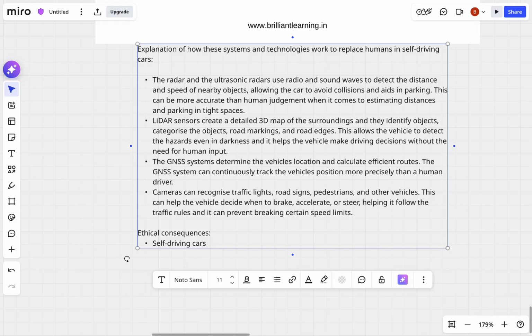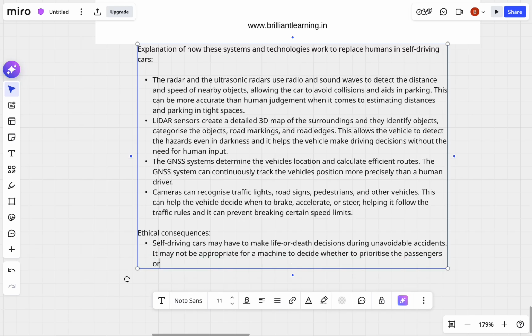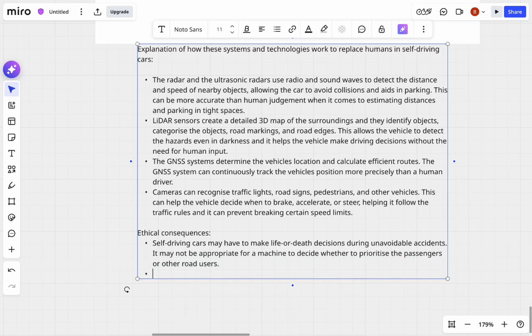We can just write: self-driving cars may have to make life or death decisions during unavoidable accidents. It may not be appropriate for a machine to decide whether to prioritize the passengers or other road users. That is our first point.